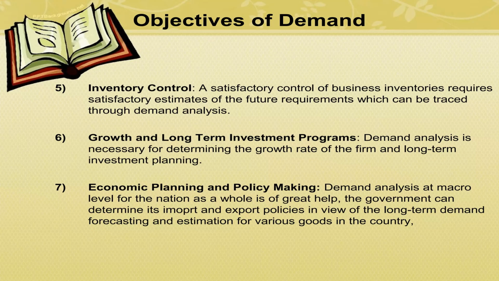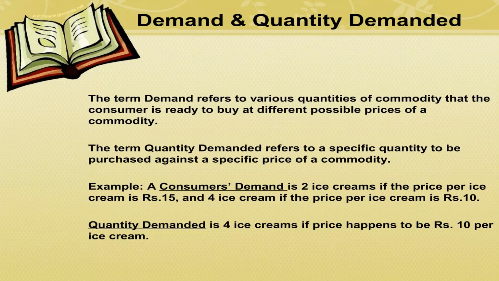Seventh is economic planning and policy making. Demand analysis at the macro level for the nation as a whole is of great help. The government can determine its import and export policy in view of long-term demand forecasting and estimates for various goods in the country also. Fine, that's all about the objectives of demand.